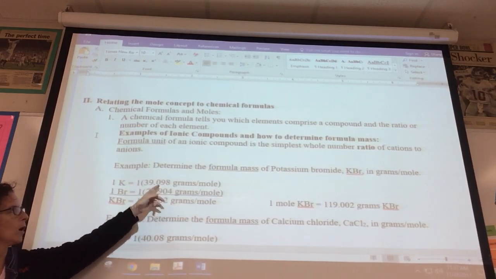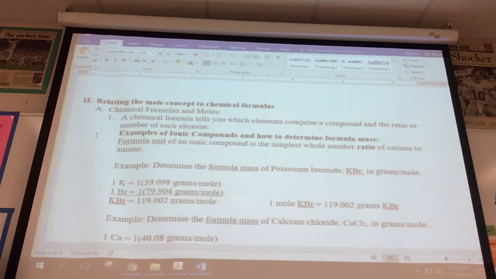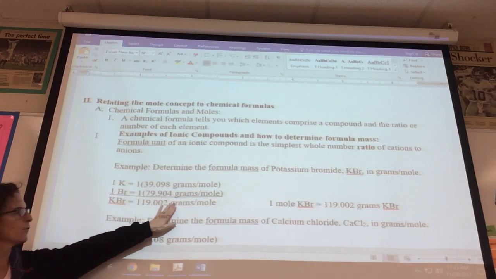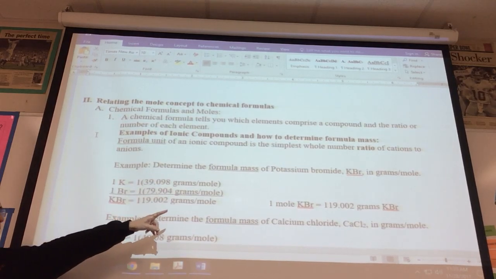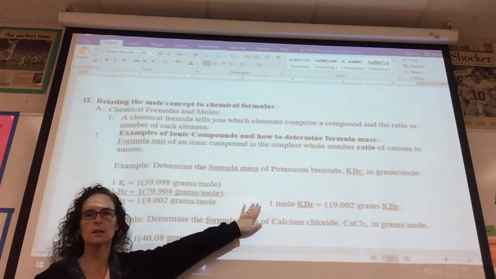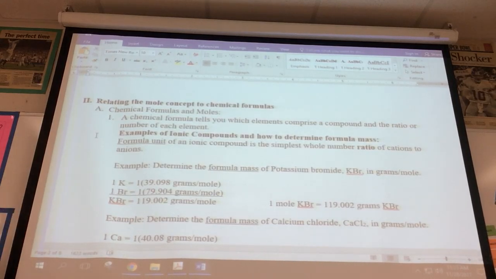The formula mass for potassium bromide is 119.002 grams per mole. When you add these together, you're going to go to the simplest or the fewest number of decimal places. Same thing we talked about in adding and subtracting with sig figs. So this is the formula mass for potassium bromide. You can write it as an equivalency shown here, where you have 1 mole of potassium bromide is equal to 119.002 grams of potassium bromide.